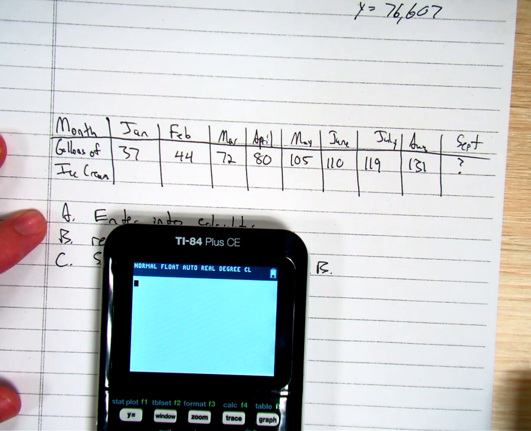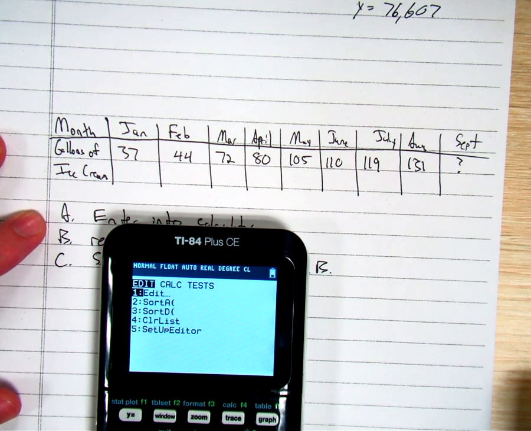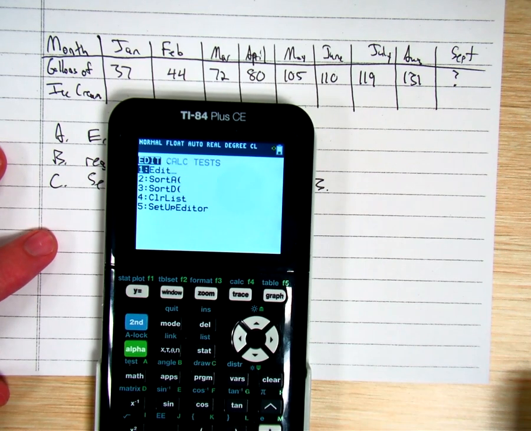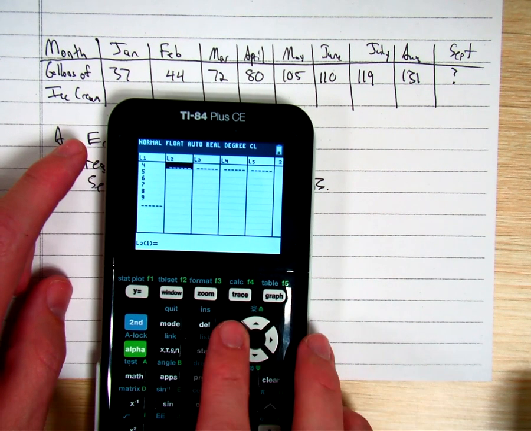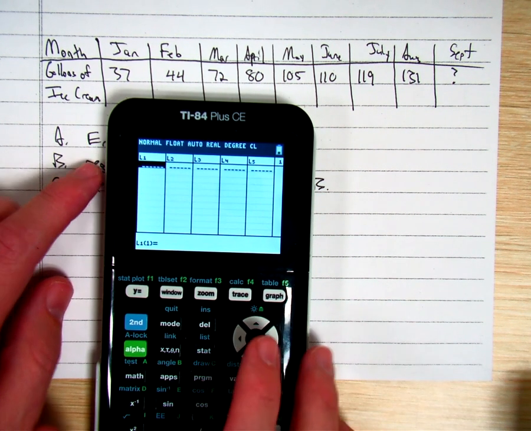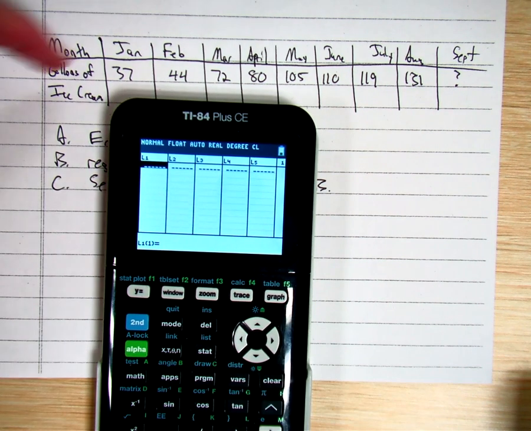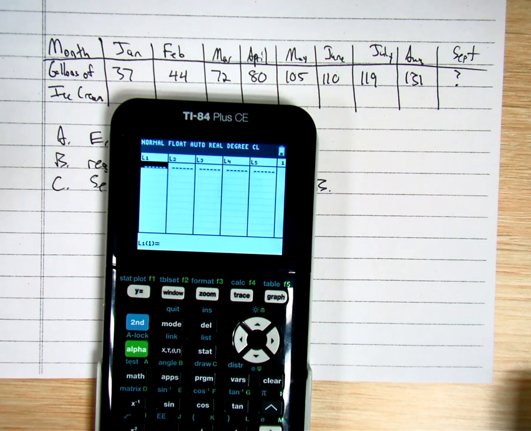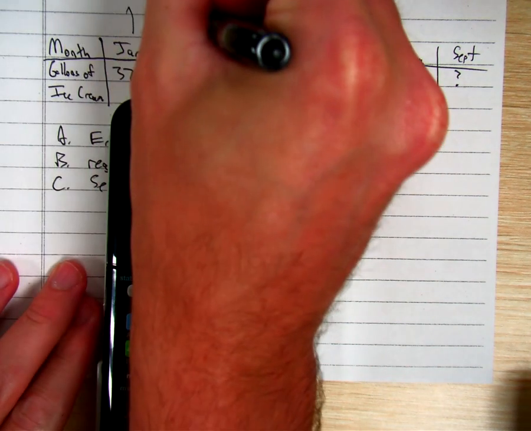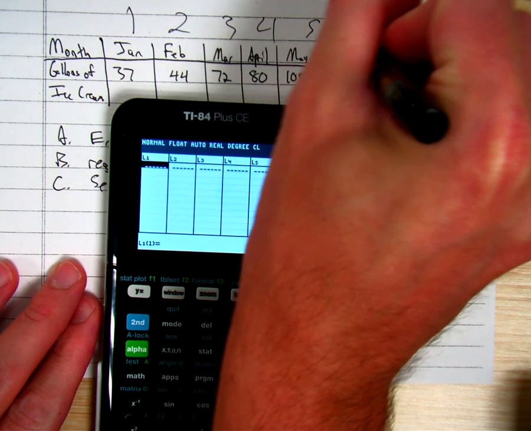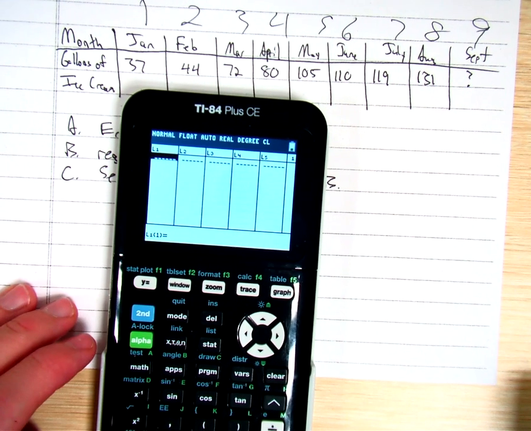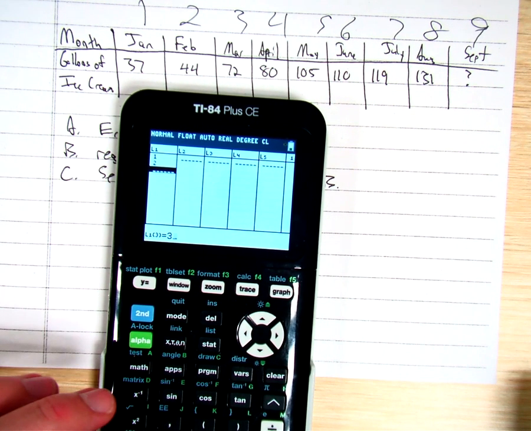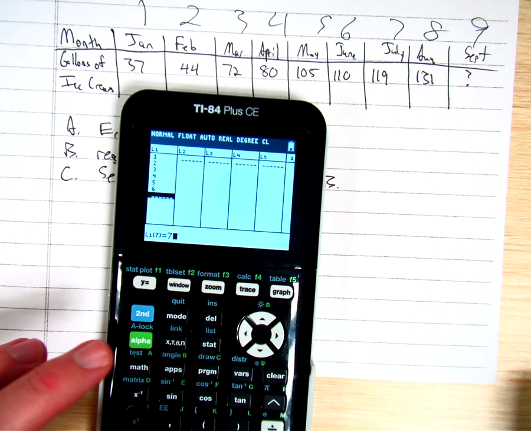We're going to go stat, edit, and I need to clear out my list. So up, clear, enter. Clear, enter. Now, for my time, months, I can't type in January, February, March. But January is the first month, second month, third, 4, 5, 6, 7, 8, and 9. So we're going to type those in: 1, 2, 3, 4, 5, 6, 7, 8, 9.